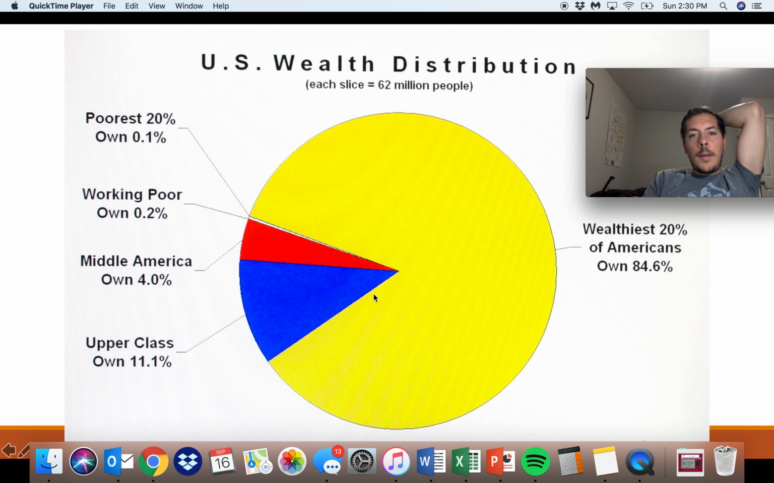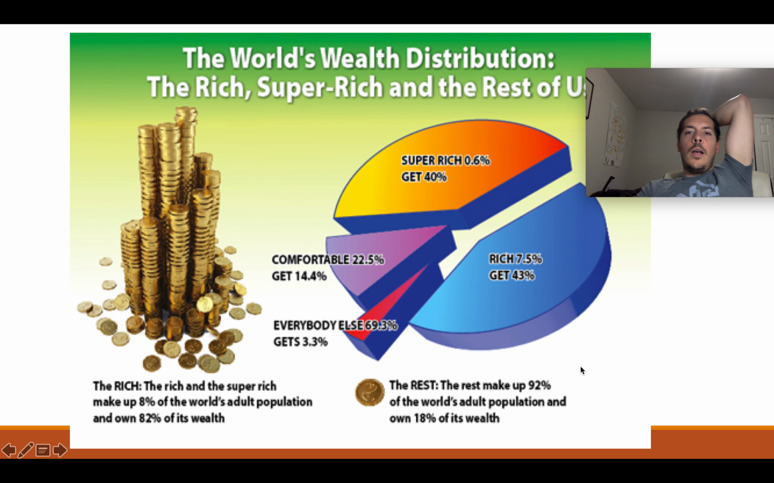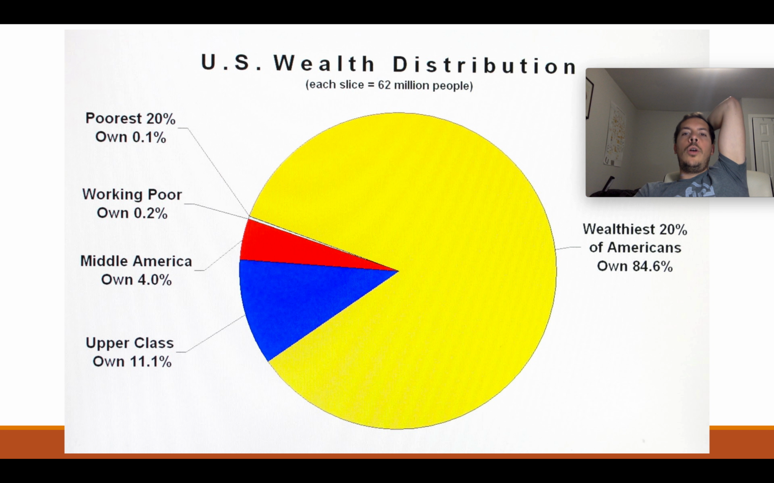And the majority of that pie is specifically the top 20%. So that to me is, I think, the most shocking: the same disparities that we see among the world, we also see within the U.S.